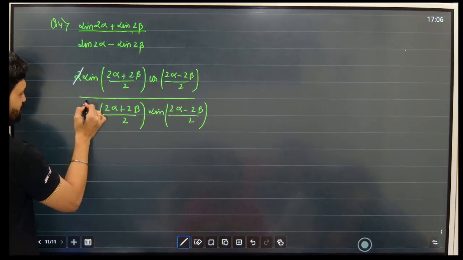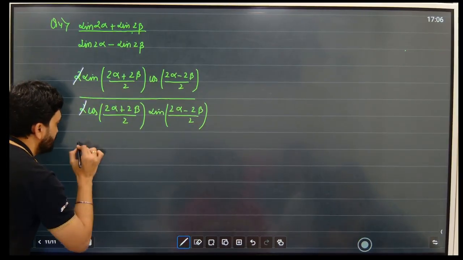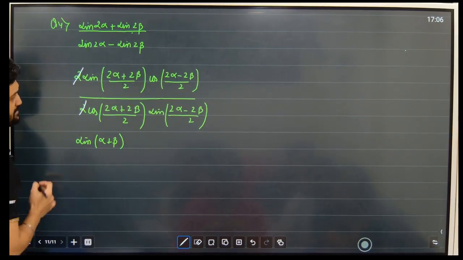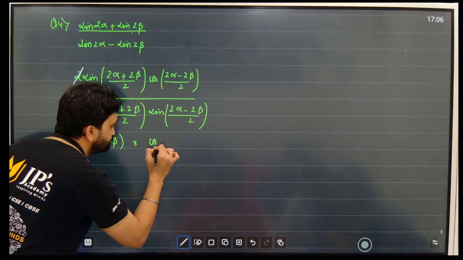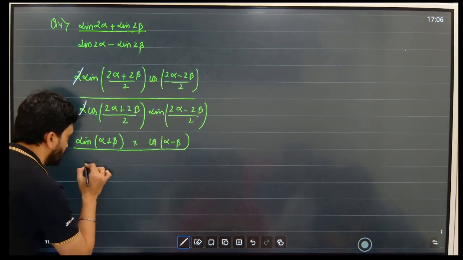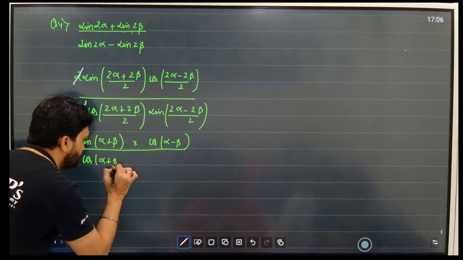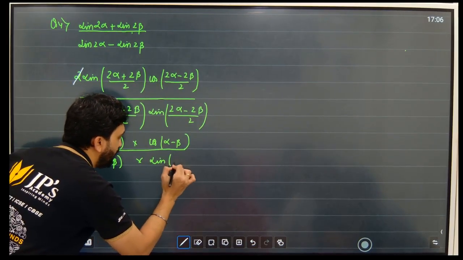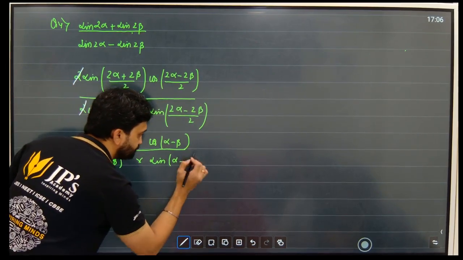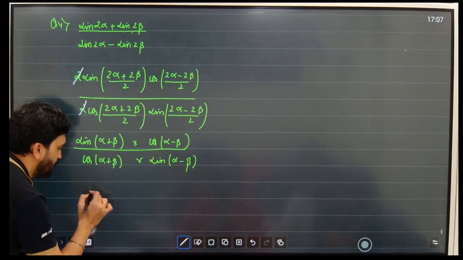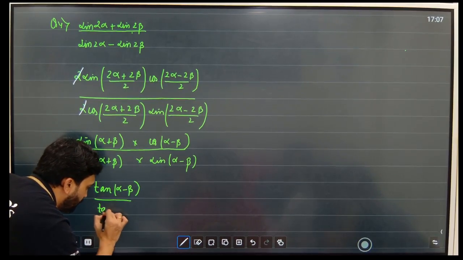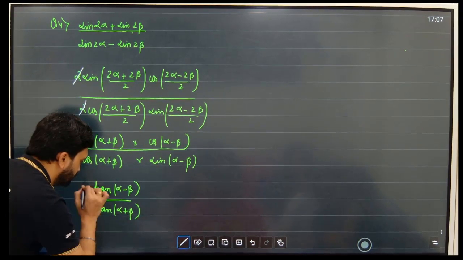I'll cancel this 2 and I'll cancel this 2. This term will become sine of alpha plus beta, because I'll take 2 common and this 2 gets eliminated, into cos of alpha minus beta, upon cos of alpha plus beta into sine of alpha minus beta, and this will become cos alpha upon sine alpha, which is tan of alpha minus beta upon tan of alpha plus beta.